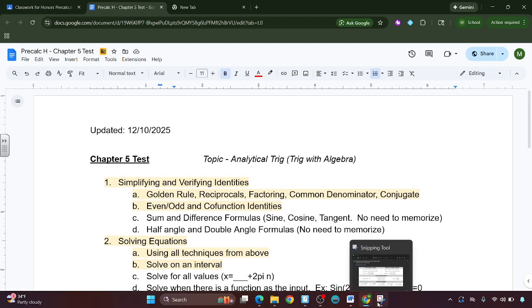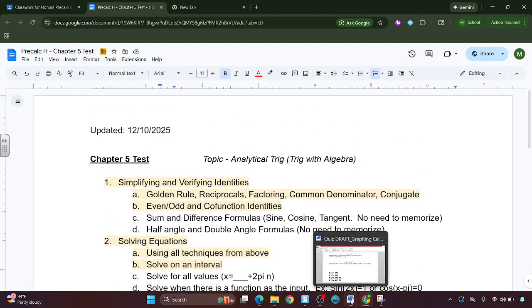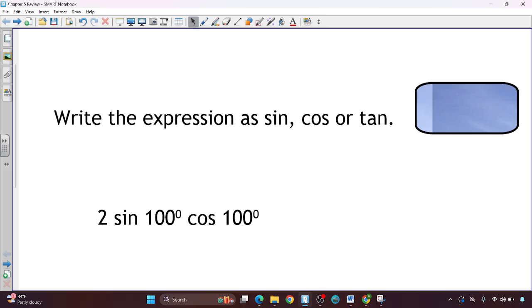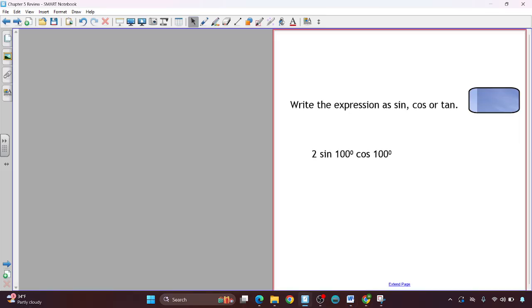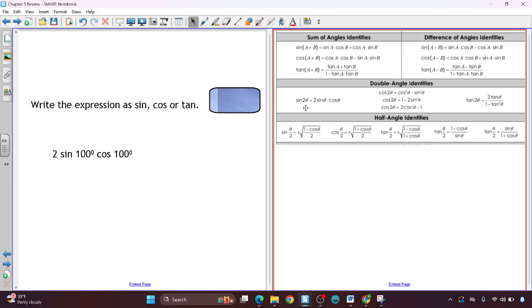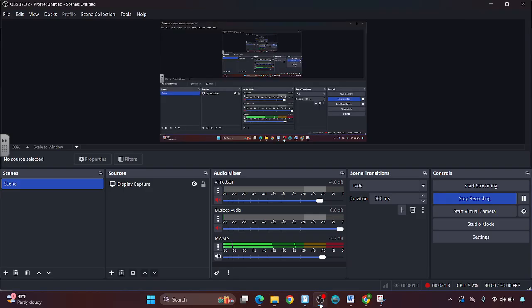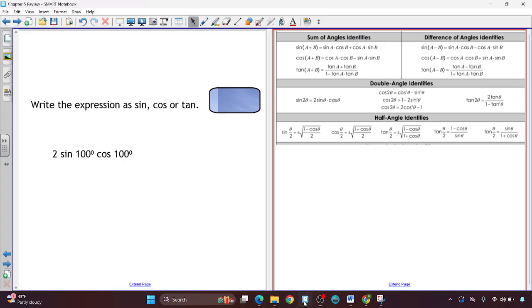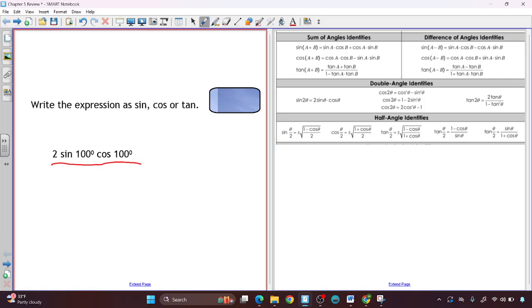Okay, so that is what we're talking about. Those are something to look over. But in addition, what we're going to do in this video is review some of the non-calculator stuff that we're going to have to do. So if we were going to write this as a sine, a cosine, or a tangent, you can see that if you can recognize this as any of these formulas, that would be great.